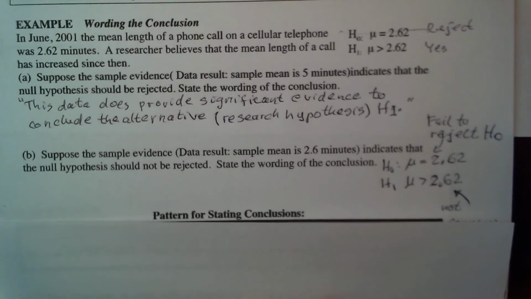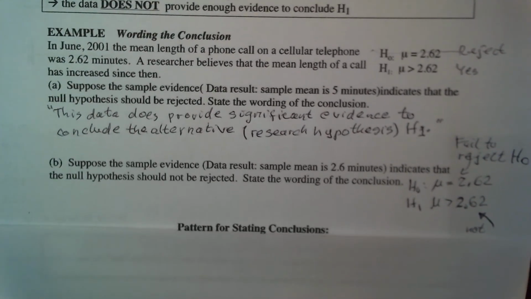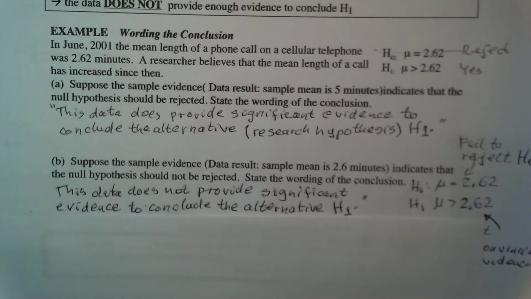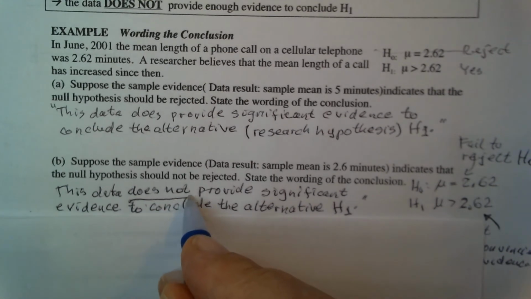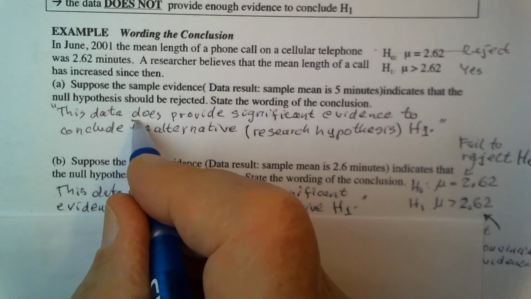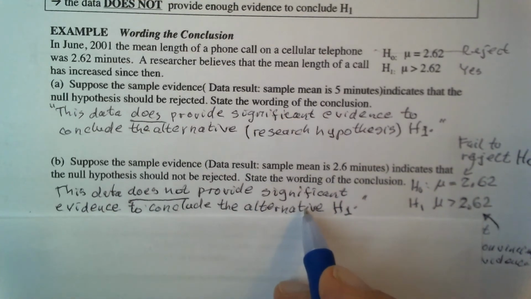So here's how we write our summary statement. So here's how we can write our conclusion. This data does not provide significant evidence to conclude the alternative H1. So here the emphasis is does not. In the previous statement it does provide, but here it does not.